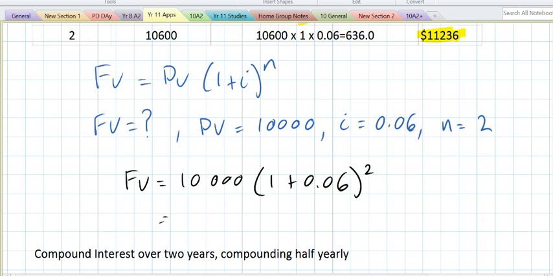It's the right answer. Excellent. That's exactly what we'd expect from above. Now the brackets are important. You do need to put that 1 plus I in brackets, otherwise that squared will only act on the 0.06.